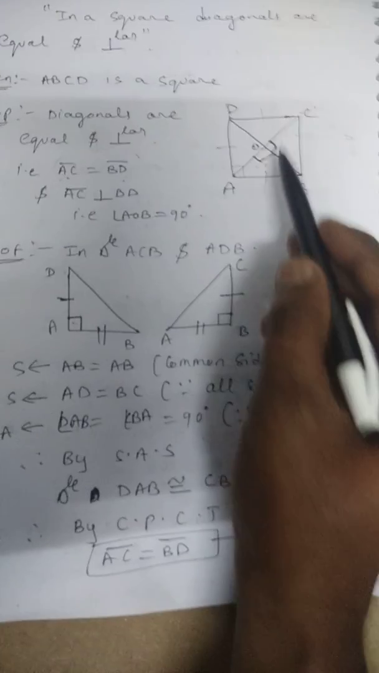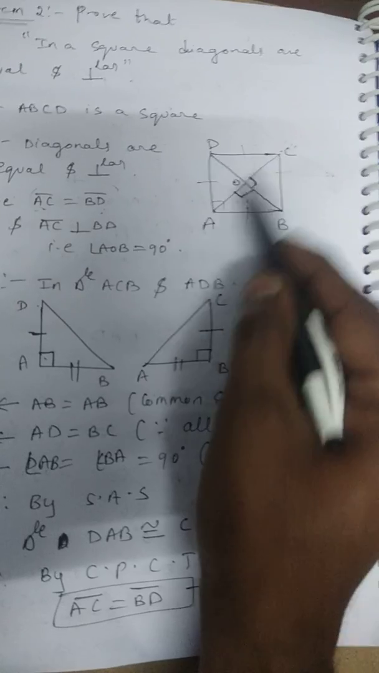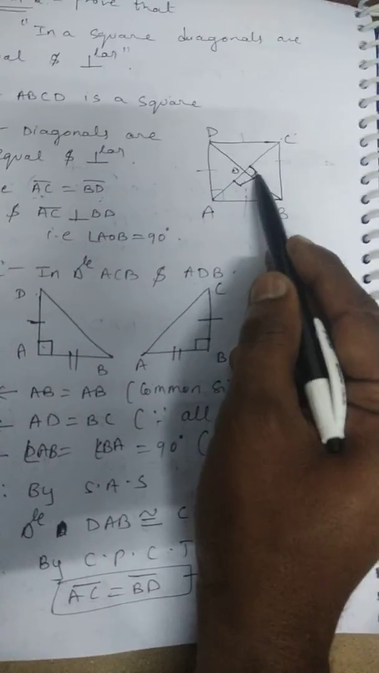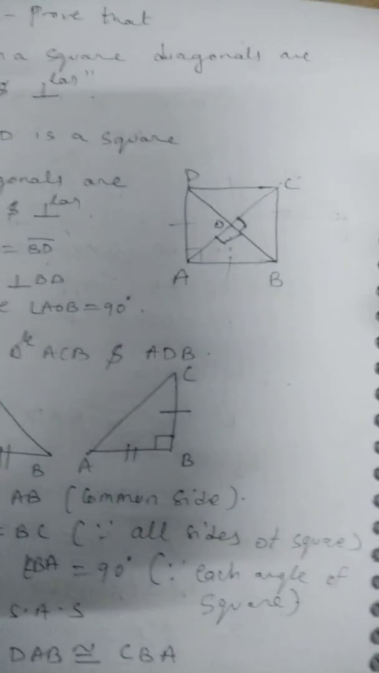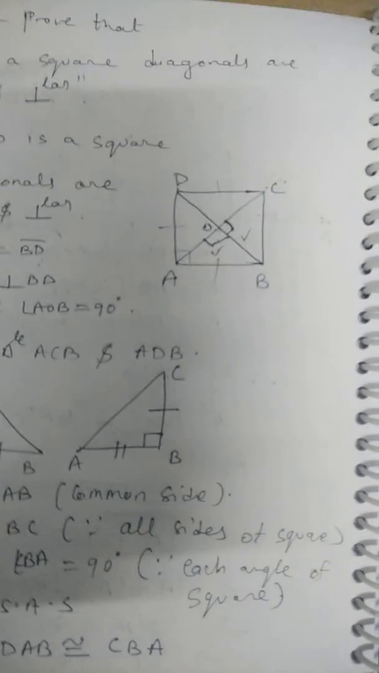The second thing is we have to prove that the diagonals are perpendicular. We have to prove that angle AOB is 90 degrees, or we can prove that angle COB is also 90 degrees. To prove that, I will take these two triangles: triangle AOB and triangle COB.